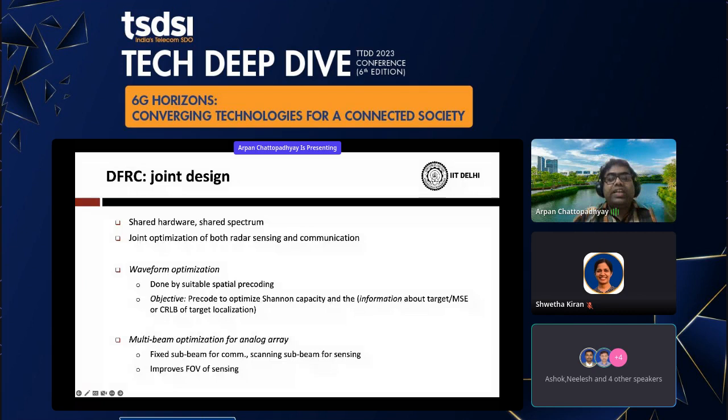If you are using an analog array, then it's also possible to use multiple beams. There you can use one or more sub-beams for communication, and you can have scanning sub-beams for sensing, which keep scanning the entire field of view, and this improves the field of view of sensing. So DFRC, this joint design, has many advantages over the radar-centric or communication-centric designs, because depending on your requirement, you can actually tune the system for a particular application scenario.